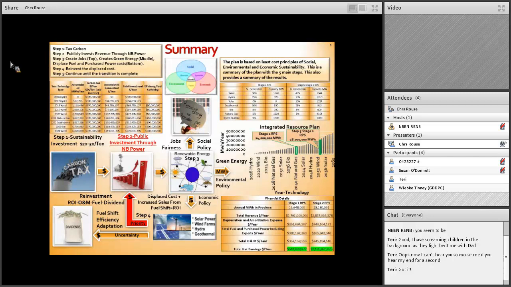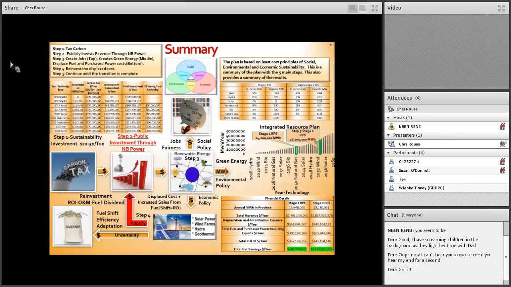So this slide here is a summary of the plan, and really there's 5 main steps to this plan. And it also provides a brief summary of the results of some of the modeling. So if we look to the left, step 1, so we tax carbon. This particular model uses about $20 to $30 a ton economy-wide carbon tax, which isn't quite the way it ended up in our legislation, but it will work.